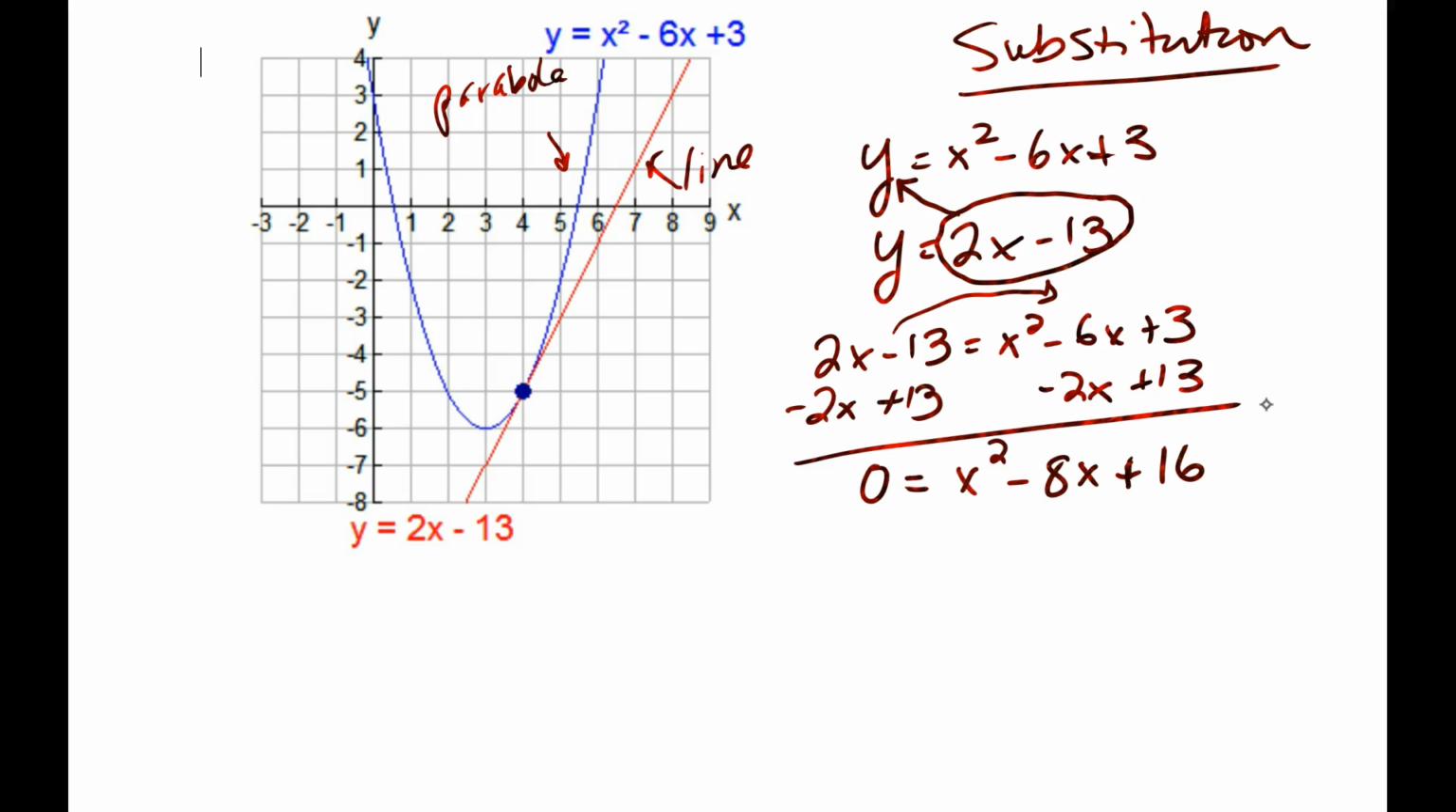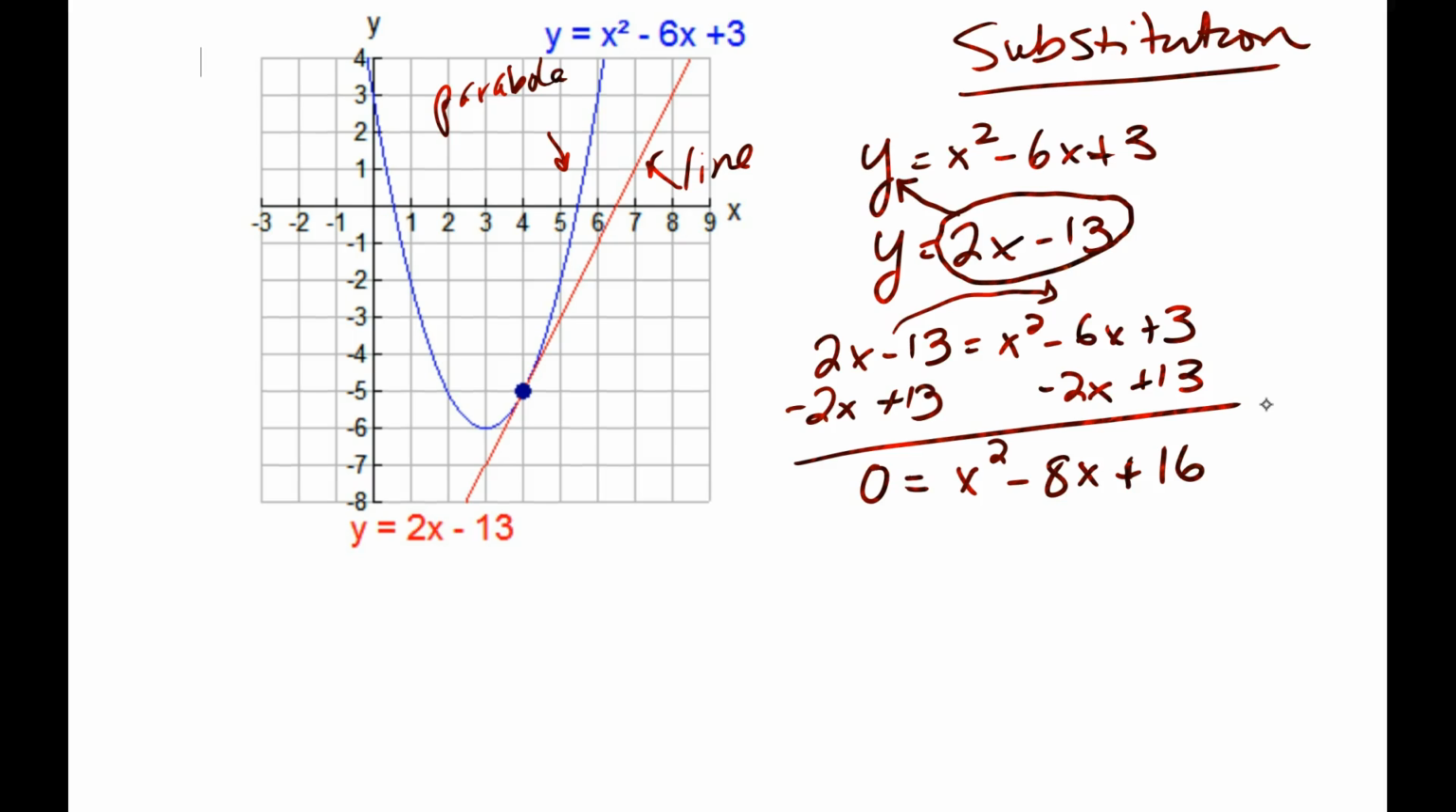Let me stop, because we're using substitution. I substituted this here, got that, and moved everything over. I always move the linear to the quadratic side. That's just my little shortcut, or rule for myself. You can do the opposite way, but you're going to have more work.